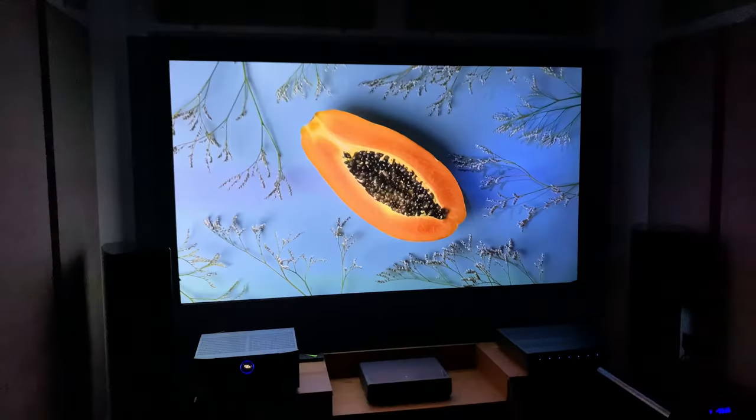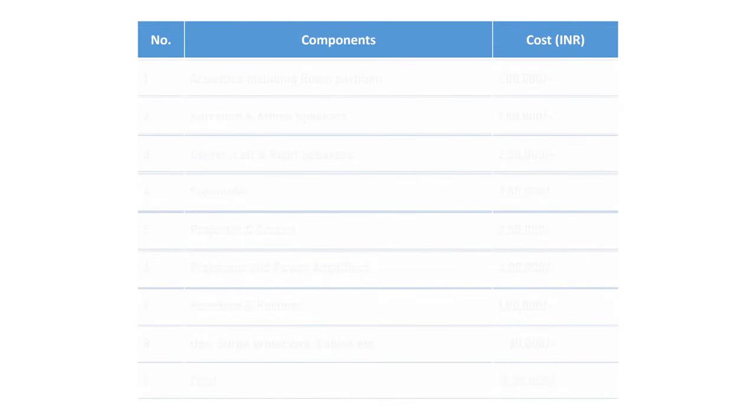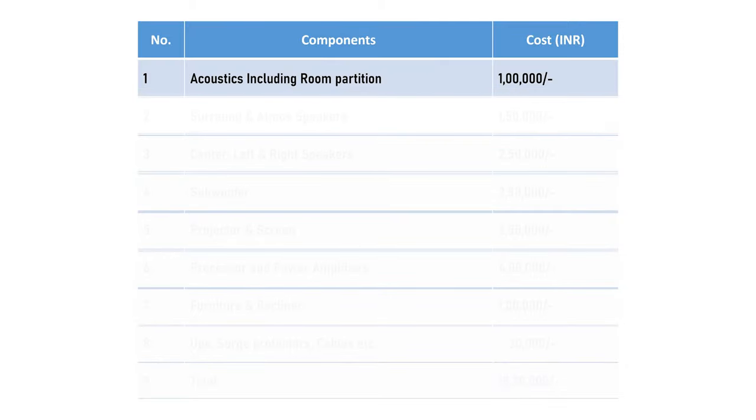Now let's talk about the approximate cost. Let's discuss the amount I spent for this theater setup. I didn't invest much in the acoustics and design. As you know, I did it myself and I was able to complete all the acoustics and room partitioning work for less than 1 lakh Indian rupees.